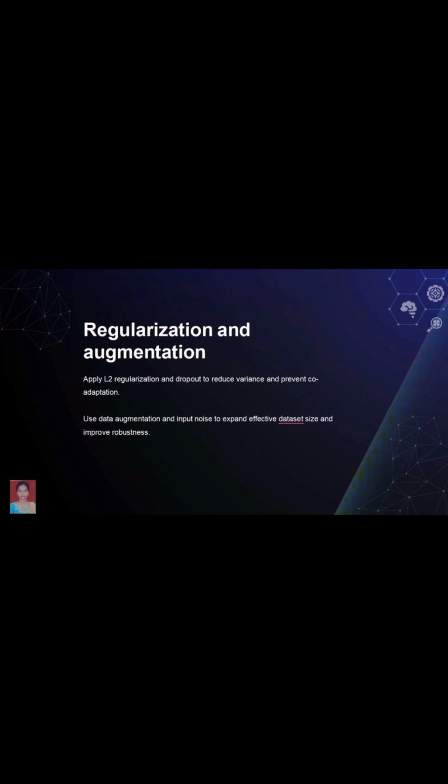Regularization is a method used to reduce the complexity of a model and prevent it from memorizing the training data. One commonly used technique is L2 regularization, also known as weight decay. In this method, a penalty term is added to the loss function based on the magnitude of the weights. This encourages the model to keep the weights small, resulting in a simpler and more stable model that generalizes better. Another effective technique is dropout.